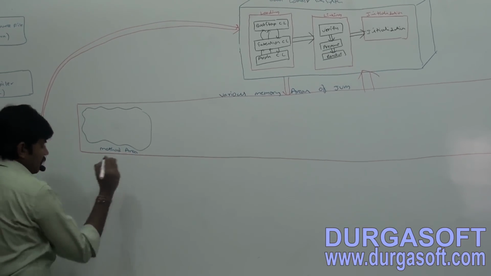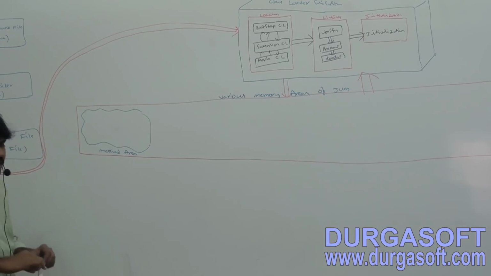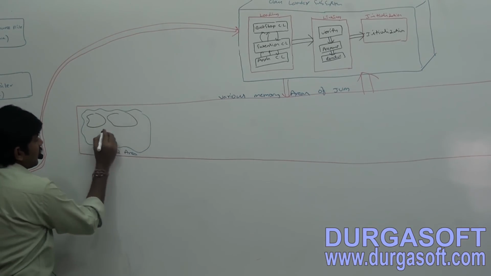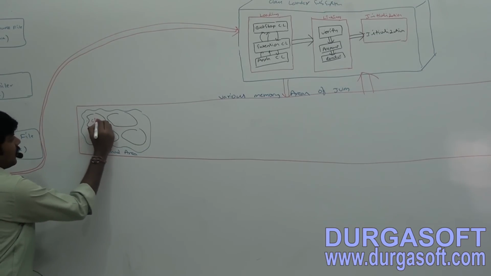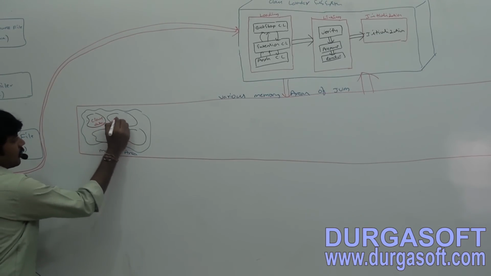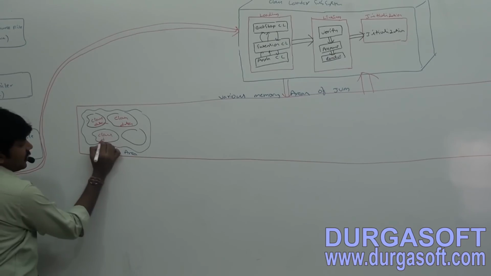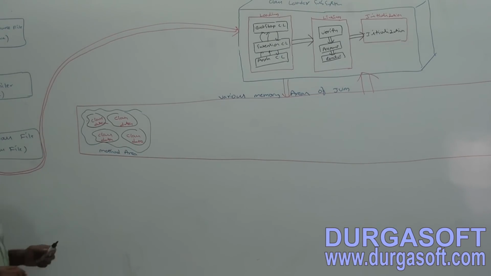Assume the method area. Do you know which data will be there in the method area? Class data will be there. Correct or not? In the method area, class level data will be there. I hope this is clear.